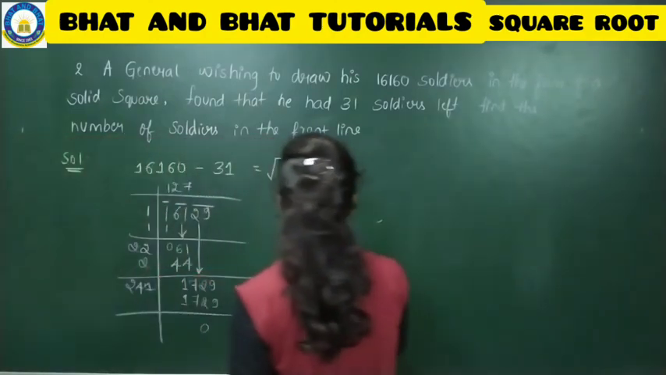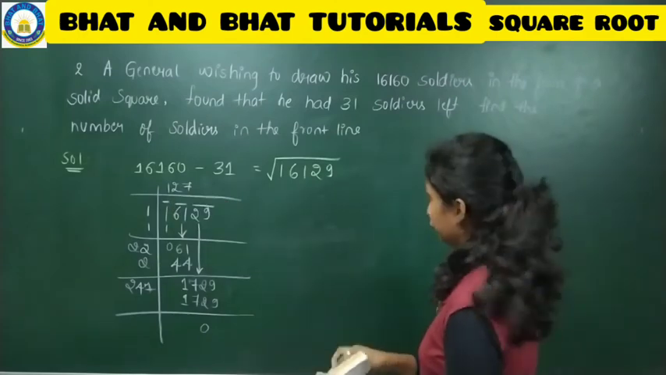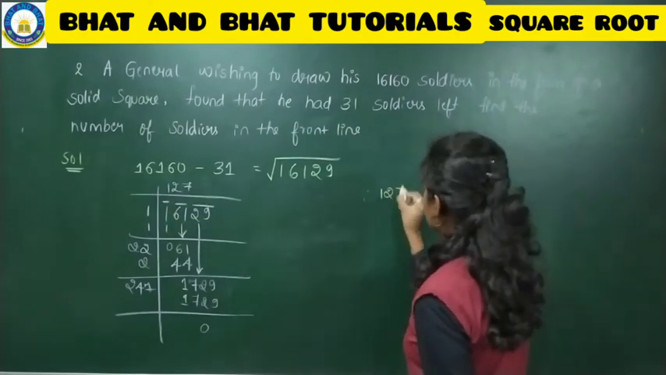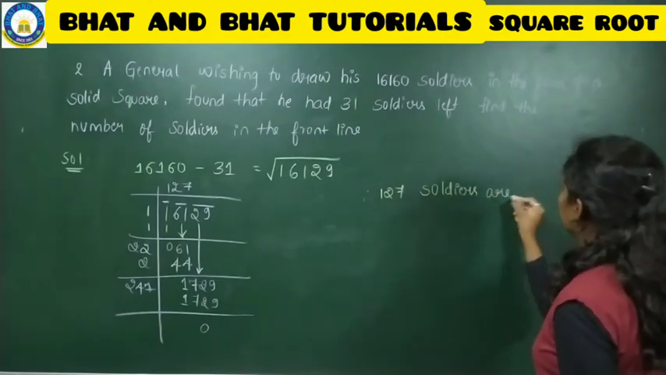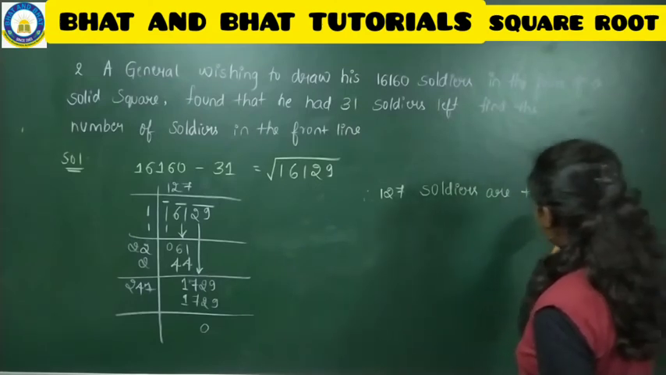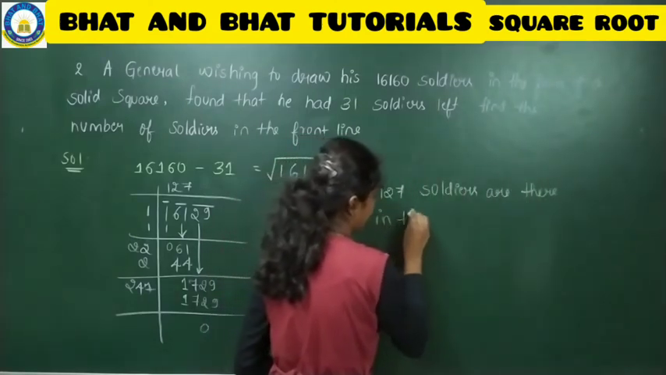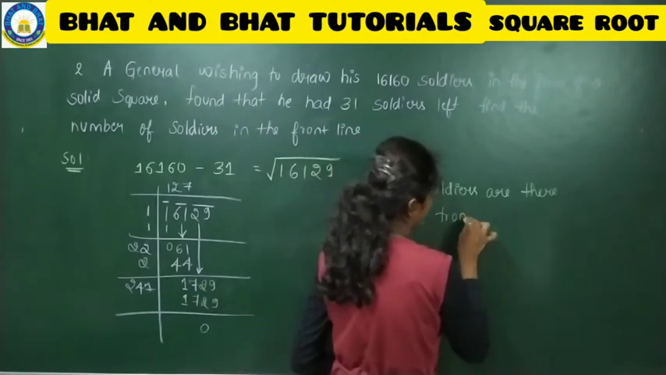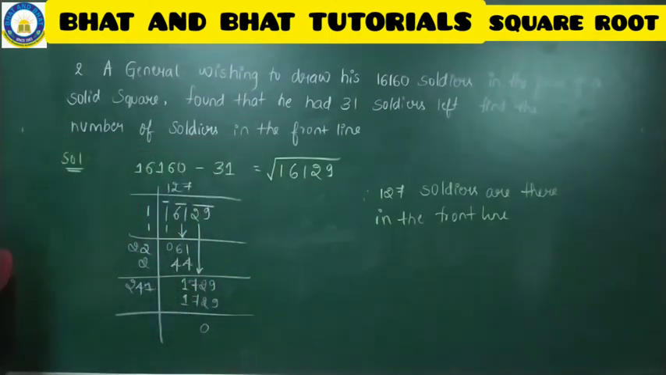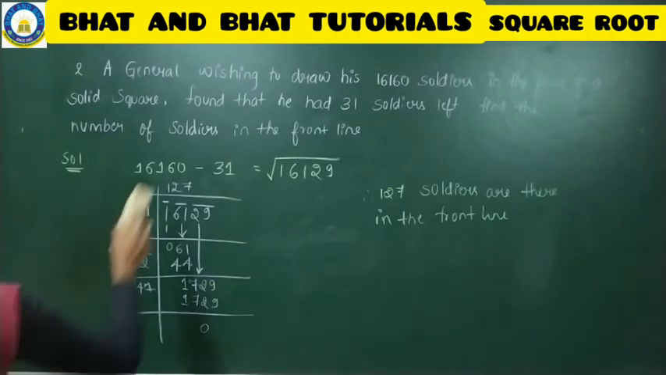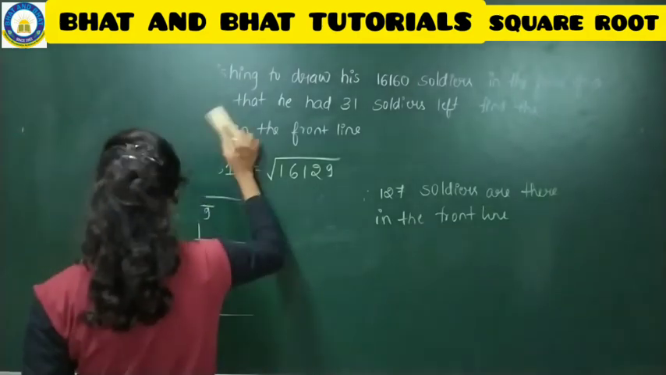Therefore, how many soldiers are there in the front line now? Therefore, 127 soldiers are there in the front line. Now this is your solution. So now you can copy down this. Fine, moving on, we'll move on to the third question now.